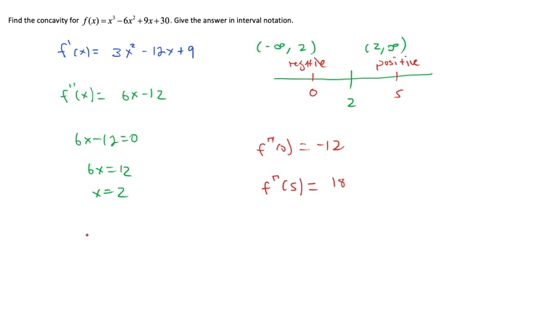So concave down wherever the second derivative is negative. So that's going to be from negative infinity to 2, and then it's going to be concave up wherever the second derivative is positive. So in this case, from 2 to infinity.